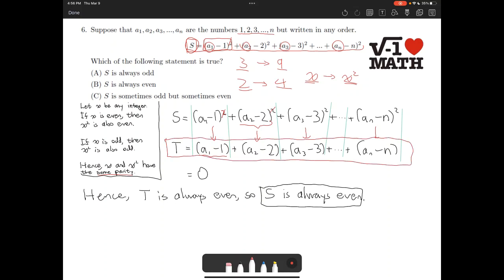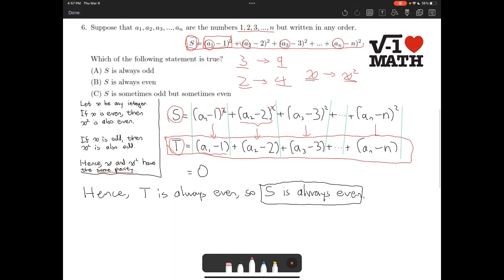Now, as we see, T is pretty much never equal to S, except in exceptional circumstances. But we don't care about that. We only care about the parity of S.